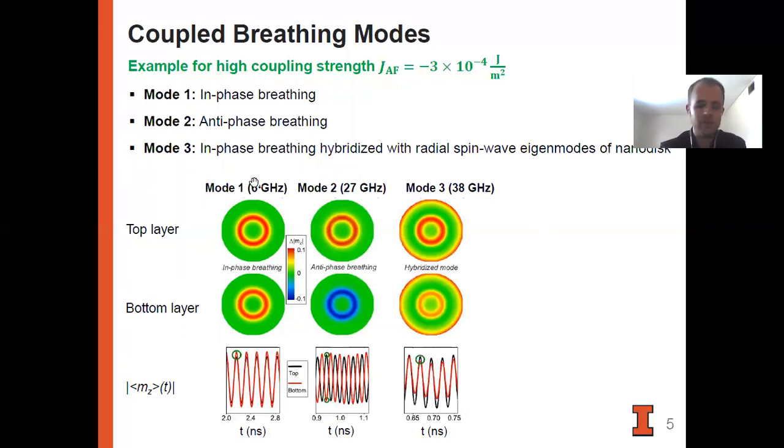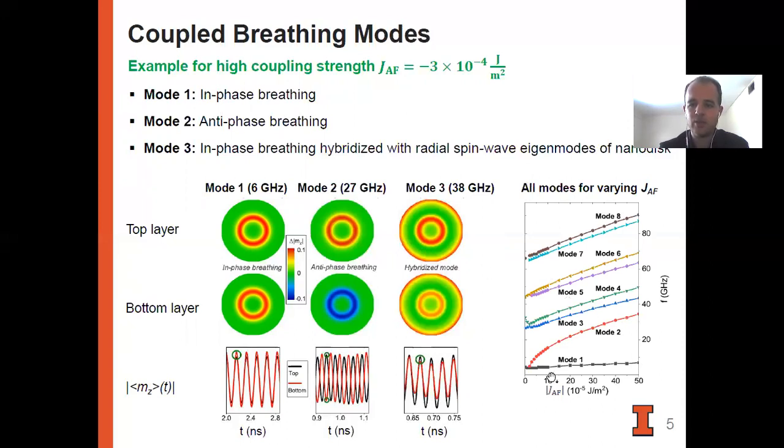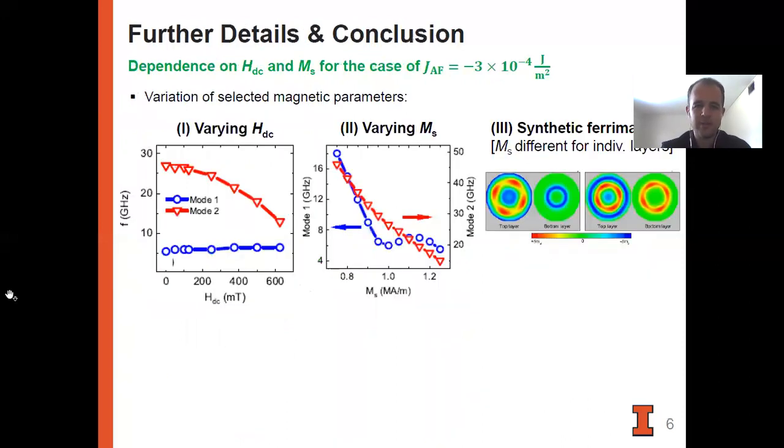And for all the higher order modes, we usually have this coupled breathing motion hybridized with the radial spin wave eigenmodes of the nanodisk, which has also been found in previous studies where researchers have only studied a single nanodisk and the breathing modes of the Skyrmion within this disk. Okay, so just to remind you, these have been the first 3 modes we have been looking at here.